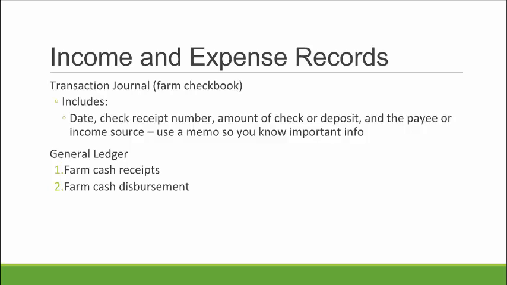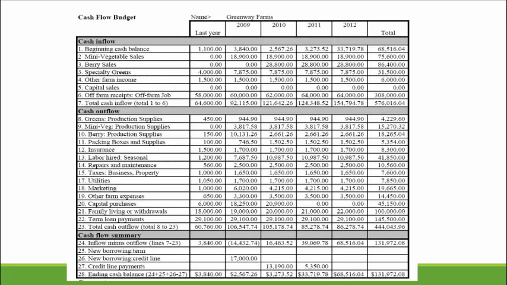The next is your income and expense records. So keeping these financial statements, having a transaction journal, your farm checkbook. It includes the same as you would your personal, your date, your check or receipt number, the amount of the check or deposit, the payee or income, and then a memo is very good to add so you have any important info that you wanted to include on there, so you have a record of that. For your general ledger, you've got your receipts and your disbursements, so income and outflow.